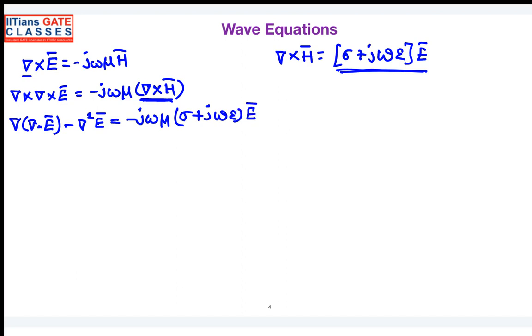So this time I want to test your understanding of static fields. What is the value of del dot E in source free regions?